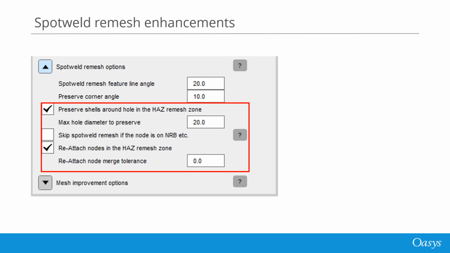The previous version did not maintain the elements surrounding a hole if they were located near a spot weld following remeshing. However, a new feature called preserve cell around hole has been introduced, which retains the elements around a hole if turned on.